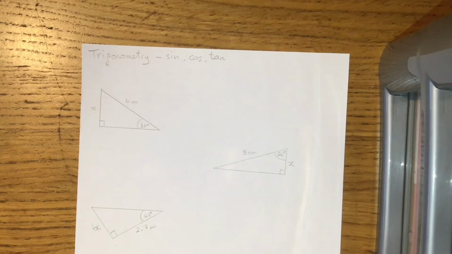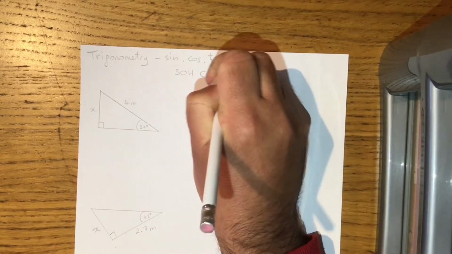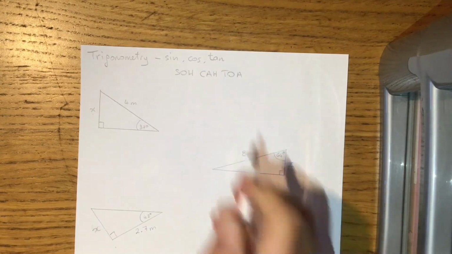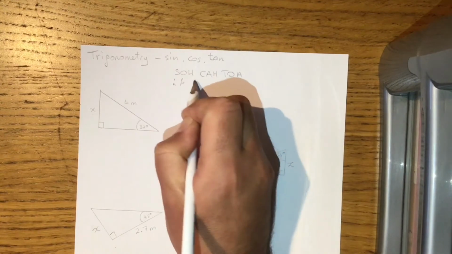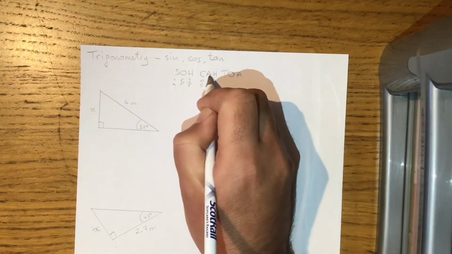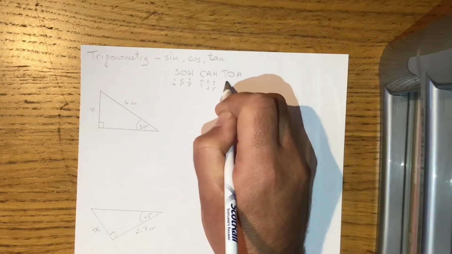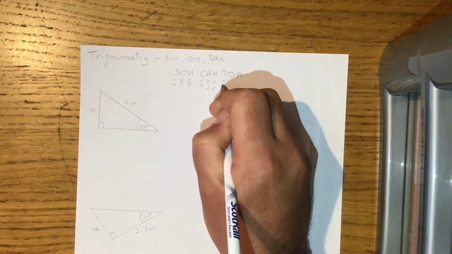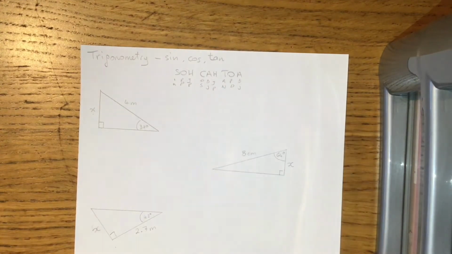First of all, let's remind ourselves of the formulae. So the word we need to remember is SOHCAHTOA, where S stands for sine, O for opposite, H for hypotenuse, C for cos, A for adjacent, H for hypotenuse, T stands for tan, O for the opposite, A for the adjacent. So that is my first formula.